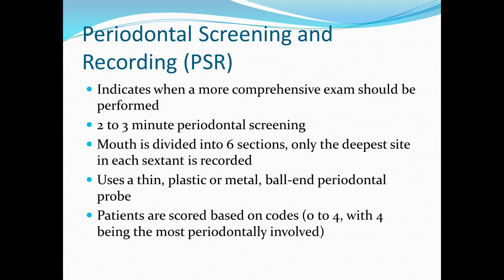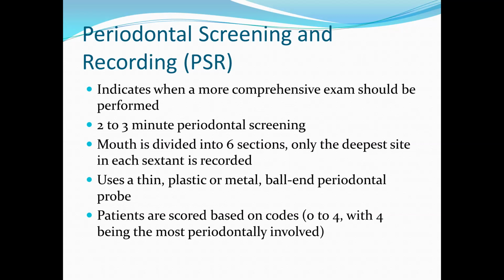Okay, that's a PSR. It was developed by the World Health Organization as a quick way to screen a lot of patients. It indicates when a more comprehensive exam should be performed, because the whole thing only takes about 2 to 3 minutes. You're probing everything. You're not writing everything down. You're just writing down one number for each sextant. One number, and that number will tell you where they are on the scheme of health.